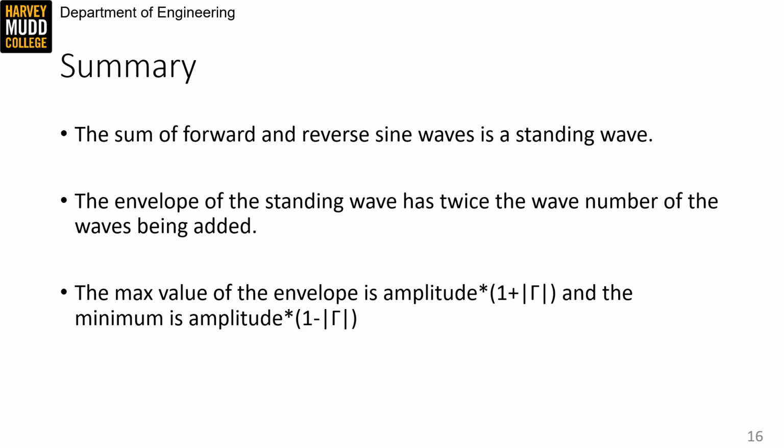So, in summary, the sum of forward and reverse sine waves is a standing wave. The envelope of the standing wave has twice the wave number of the waves being added, and the max value of the envelope is the amplitude times 1 plus the magnitude of gamma, and the minimum value of the envelope is the amplitude times 1 minus the magnitude of gamma.